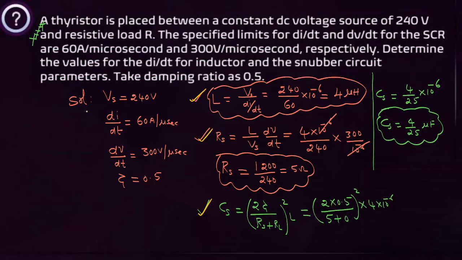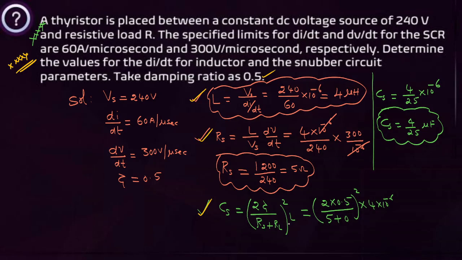Please practice this problem also. It is important from your exam point of view: how to design the L value, Rs value and Cs value. If zeta is not given, you take 0.65.